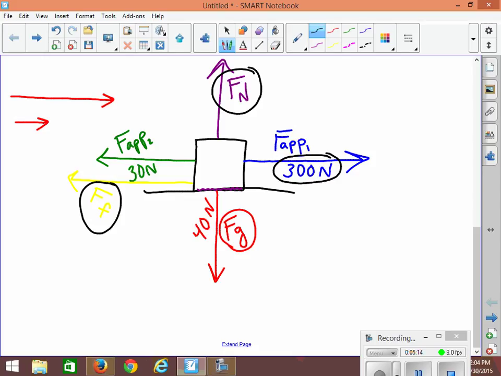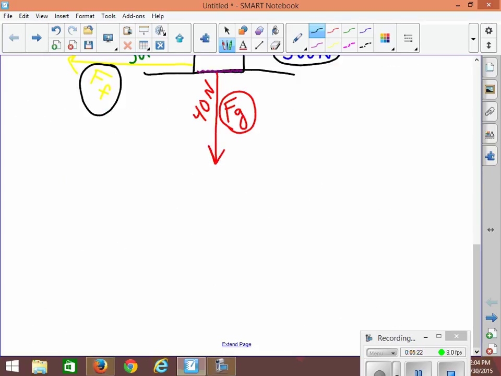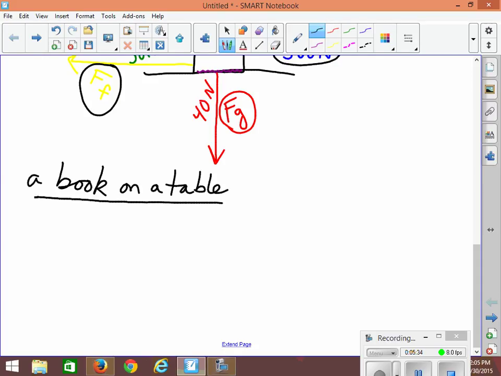Now this is a fairly complicated free body diagram. Most of the ones you'll start with are much simpler. So let's just do a couple of simpler examples. Let's take a scenario of a book on a table. A book on a table. Well, a simple picture. And here's my book on a table.